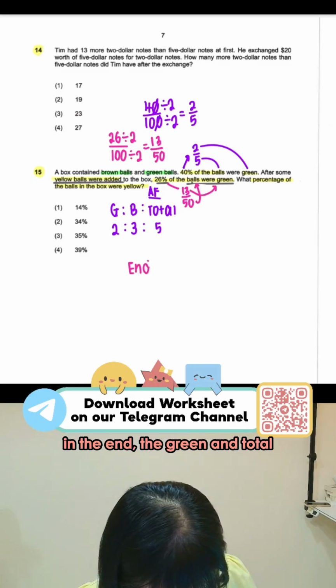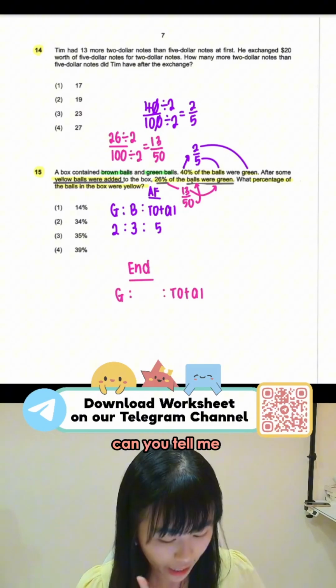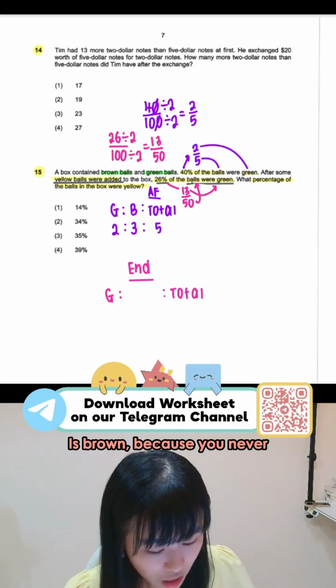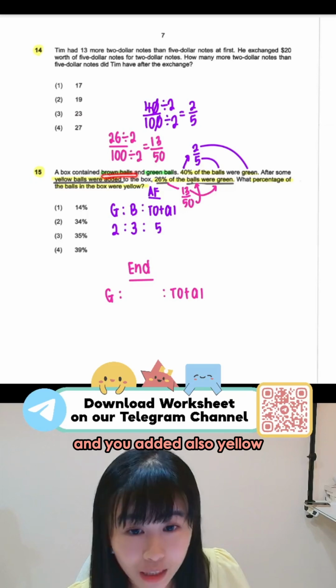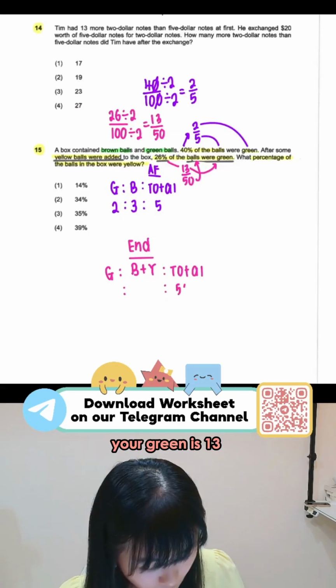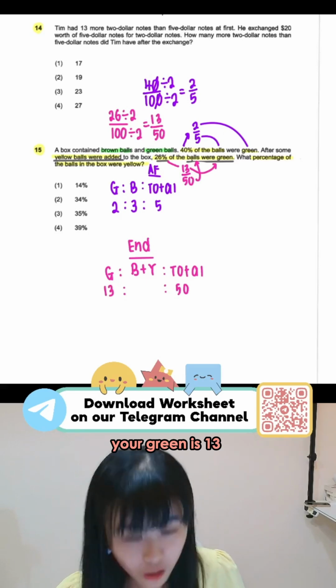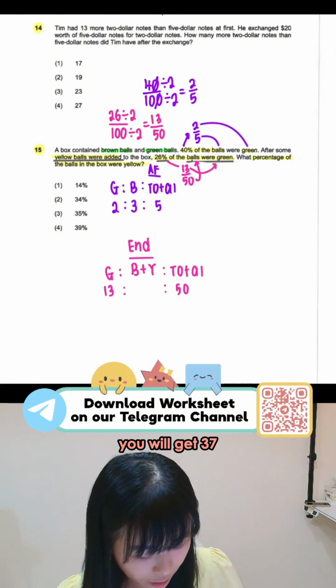In the end, the green and total, can you tell me what is the heading I need to put here? It's brown, because you never throw away any brown, and you added also yellow. So brown and yellow, everybody, you have total is 50. Your green is 13. So when you take 50 minus 13, right, you will get 37.